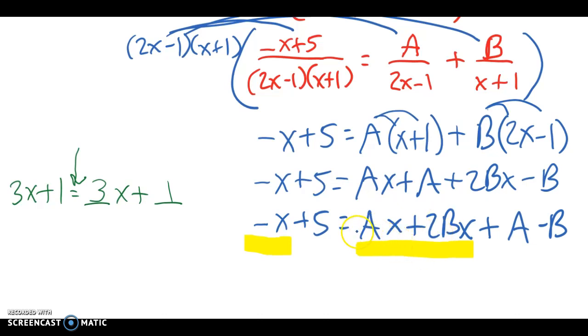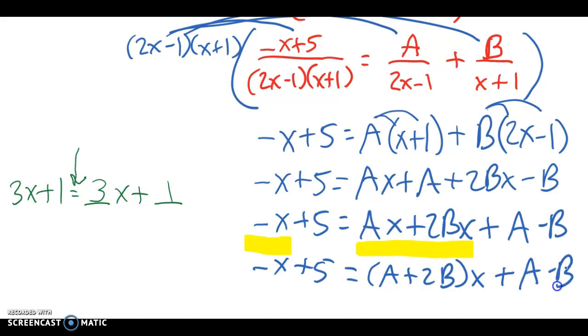So let's actually group what I have highlighted on the right and factor out x from most of them. So we have negative x plus 5 still. Over here, we're going to factor out x from both these terms that are underlined. I'm actually going to write it behind the parentheses instead of in front of the parentheses. So if I factor out x, I'd have a plus 2b, and like I said, I'm going to write the x right there. Plus a minus b.